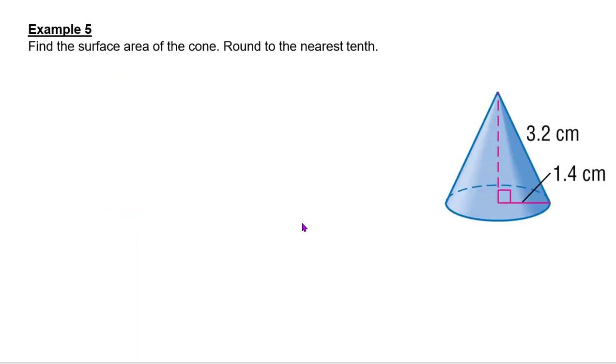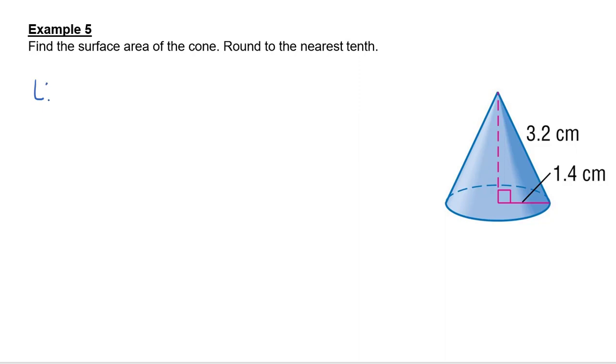Find the surface area of the cone, round to the nearest tenth. Interesting. I'm looking at this and I'm seeing that 3.2, and I'm going to assume that 3.2 is the slant height. So I'm going to have to do a little bit of math because my answer is going to be a little bit different than what I have in my notes. When I did this last night, I assumed 3.2 is the height, but to me right now it's looking like that's the slant height.